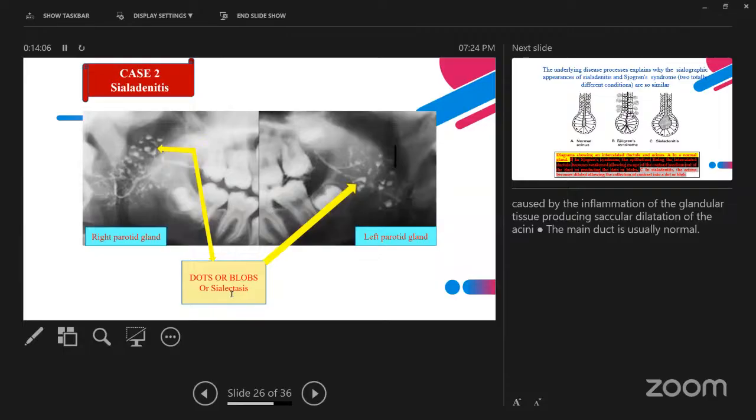So this is sialadenitis. The appearance is like dots or blobs, also called sialectasis. This is mainly caused by inflammation of the gland, producing dilation of the acini.